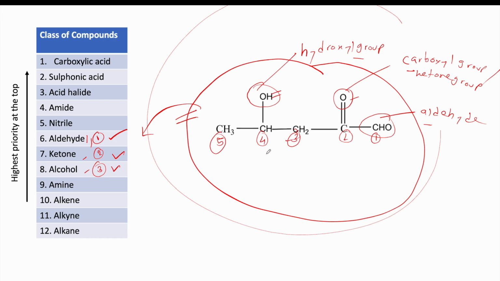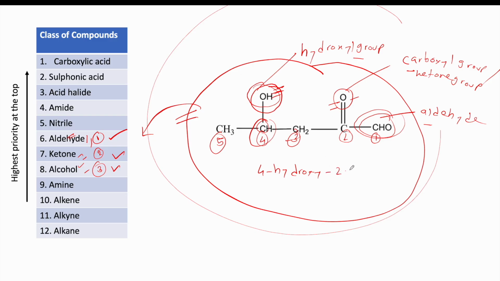So the name of this compound is going to be 4-hydroxy. Look, this hydroxy group is at the 4th position. Remember, this hydroxy group has now become a substituent group. Why? Because CHO, the aldehyde group, is the main group. It determines the total class of this compound. This total compound has become an aldehyde, because aldehyde is above both ketone and alcohol. So 4-hydroxy, because the hydroxy group is attached to carbon number 4.